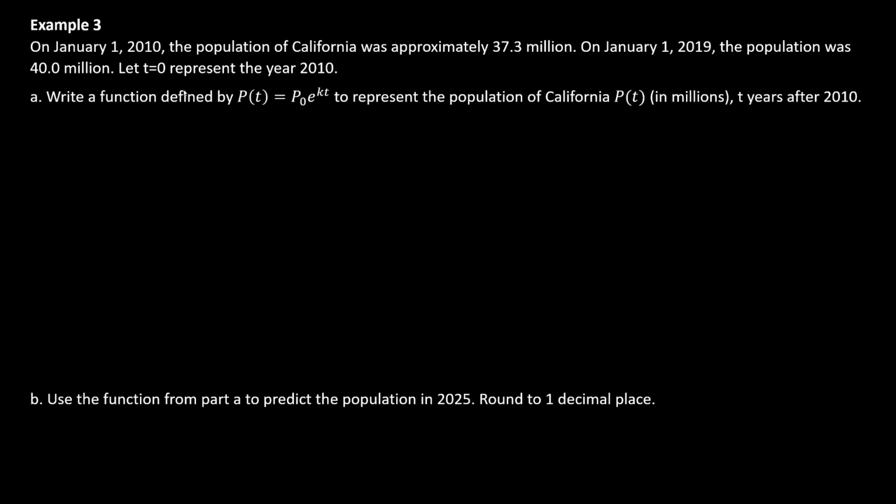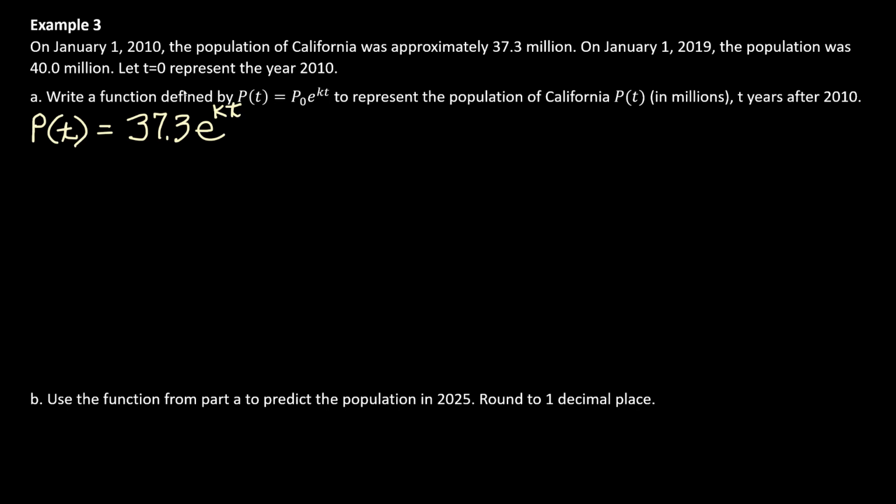Write a function defined by P of t equals P sub 0 e to the kt to represent the population of California, P of t, in millions, t years after 2010. So 2010 is our starting year. That population is our P sub 0. The function is going to be P of t equals 37.3 e to the kt, because 37.3 million is our starting population from 2010. So that means that P of 9, so 9 years after 2010, is going to be 37.3 e to the k times 9 years for t.